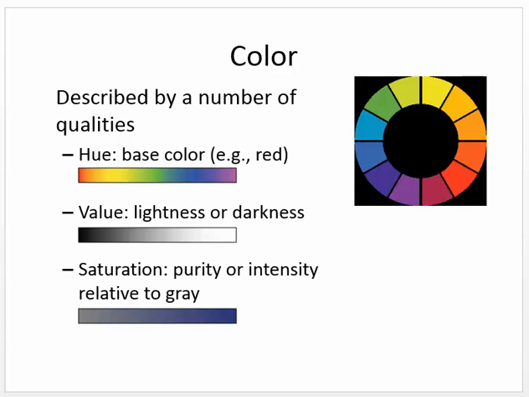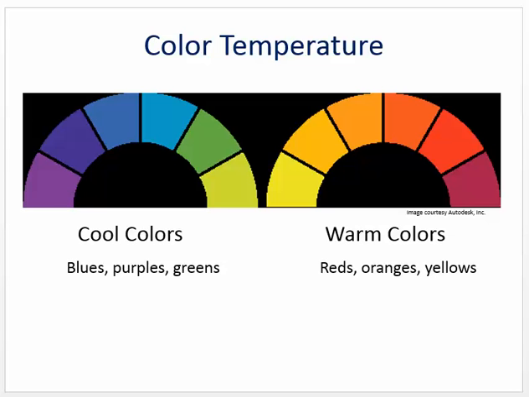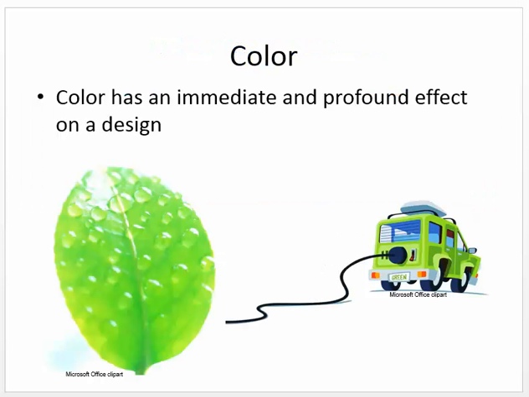Color. All right, there's 3 things to color. There's hue, value, and saturation. Hue is the base color, value is the lightness or darkness, saturation is the pure or intense relative to gray. We have cool temperatures. Blue, purples, and greens are cool temperatures, obviously for the winter. Warm colors, reds, oranges, and yellows.